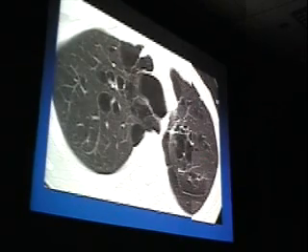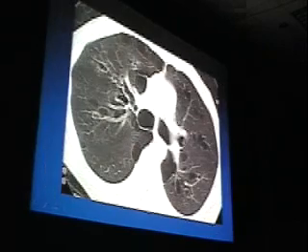Diagnosis here? What's the cause? Notice the dilated central airway. Markedly dilated trachea, dilated main bronchi, William.